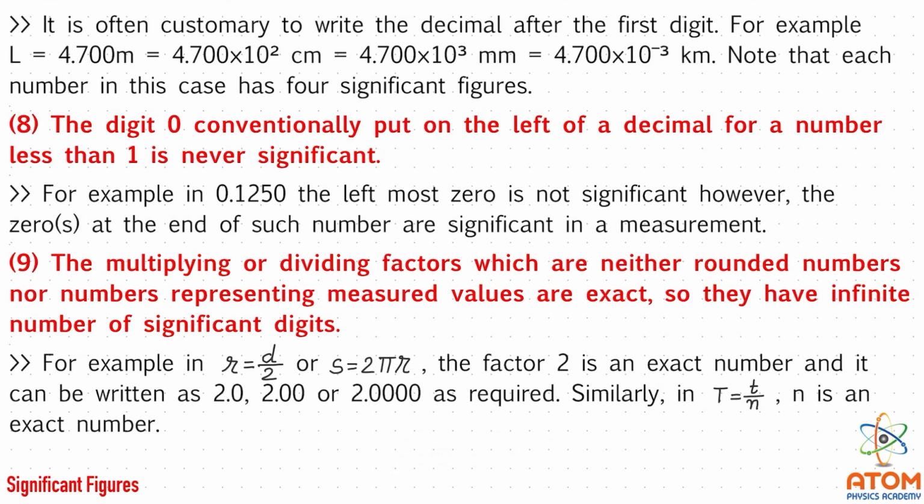The same way, t is t by n. So n is an exact number here. This n is considered as exact number here. Even if n is, let us say, 2.5, then you might have written t is equal to small t by 2.5. So in this case also, this 2.5 is an exact number. That's why it is considered to be 2.50000 and so on. So it is having infinite number of significant digits. So this n is considered as exact number.